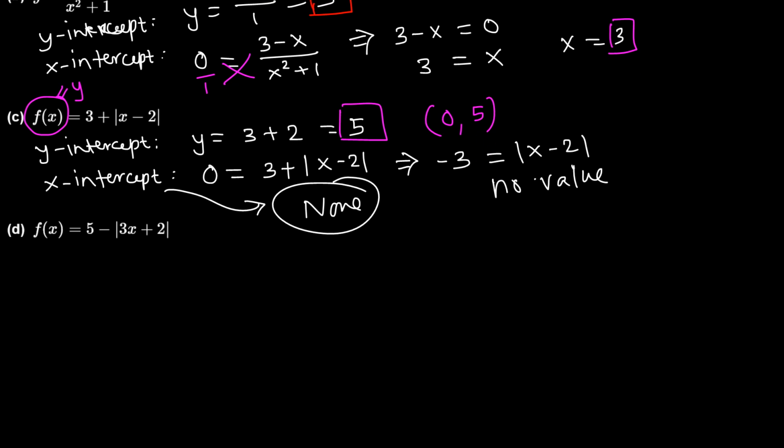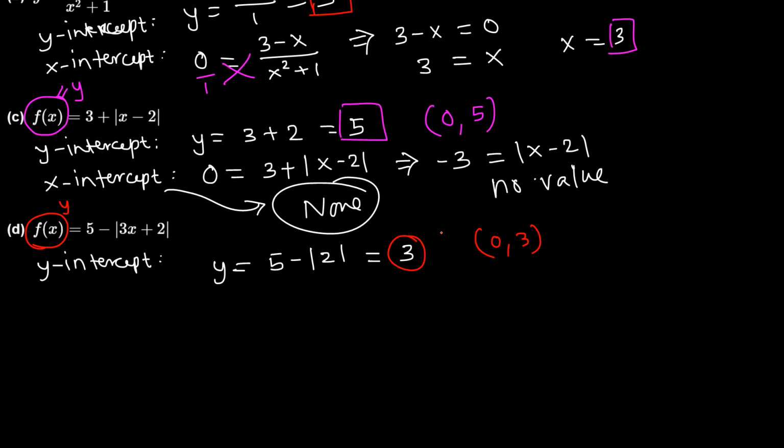Let's go to part D. So here let's find the y-intercept. As in part C, this is just y. So y equals, we set x equals 0, so 5 minus the absolute value of 3 times 0 plus 2, which is 2. The absolute value of 2 is just 2. 5 minus 2 is 3. So the y-intercept is just 3. In coordinate form, that's (0, 3).